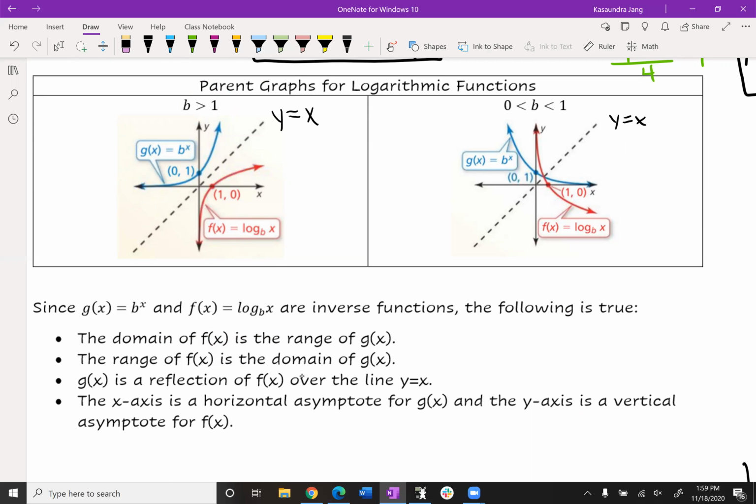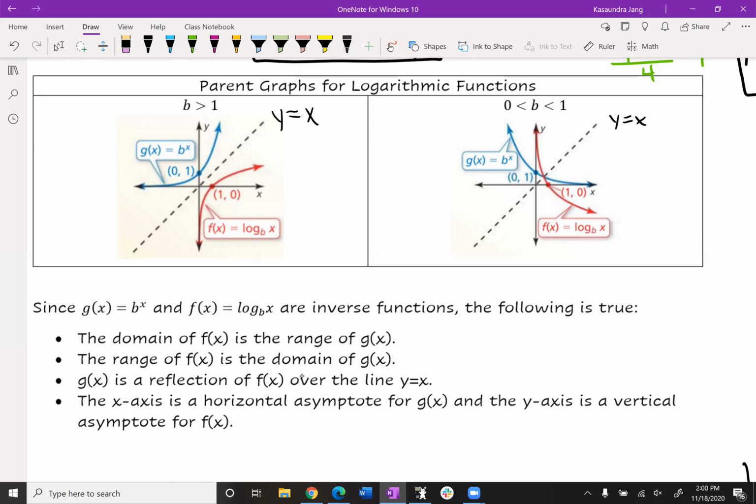All right, and then my other graph over here, this is when my base was between 0 and 1. So again, you guys have done the exponentials before. This would be exponential decay, like it's getting smaller and smaller. And then its inverse is this logarithmic equation. Log base b, but again, the b is between 0 and 1. So it'd be like log base 1/2 of x, log base 0.7 of x, whatever is between 0 and 1.